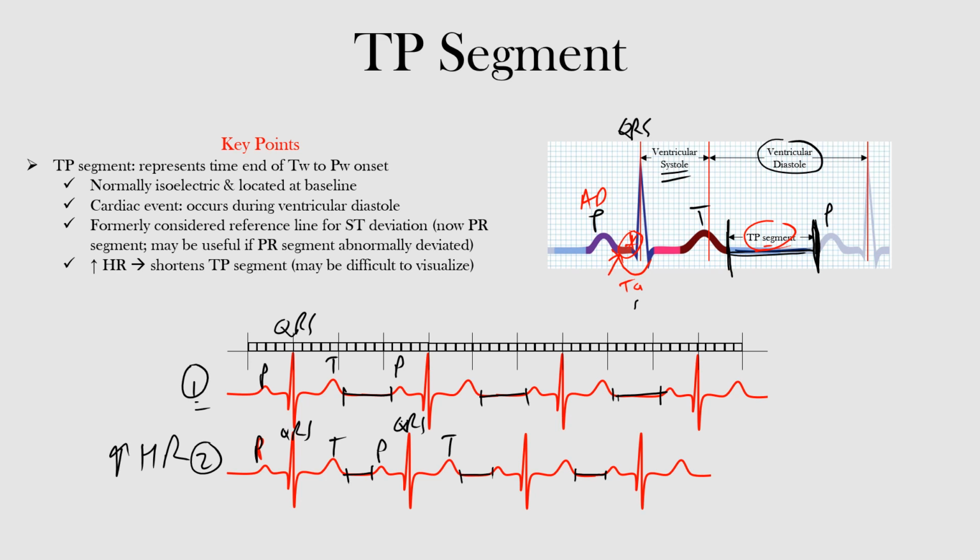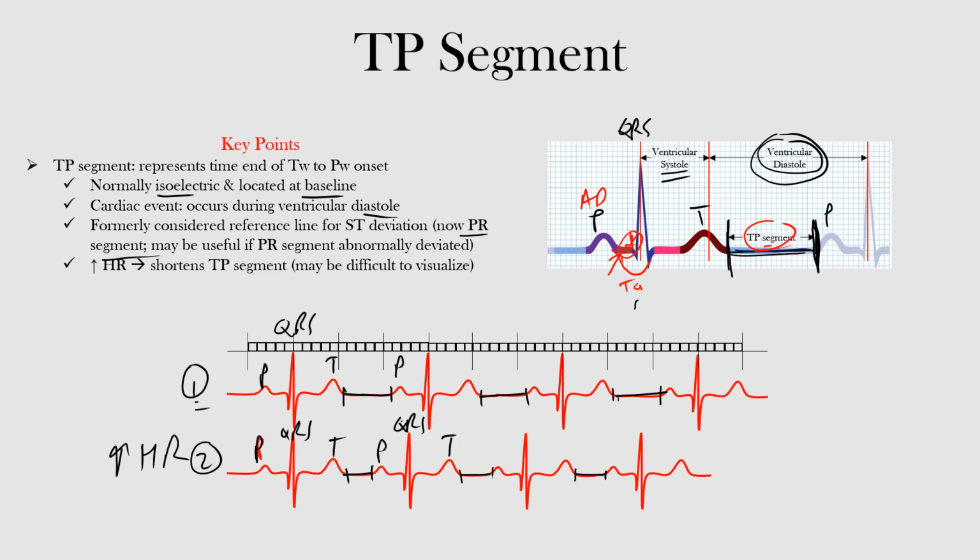All right, let's briefly review what we discussed before we end. The TP segment represents the time at the end of our T wave to the P wave onset. Normally, we said it's isoelectric, located at the baseline. The cardiac event that we should know about is that it occurs during ventricular diastole that we saw here. It's formerly considered the reference line for ST segment deviation, whether elevation or depression. Now we use that PR segment. However, the TP segment may be useful if there's any deviation in the PR segment because of that repolarization wave.